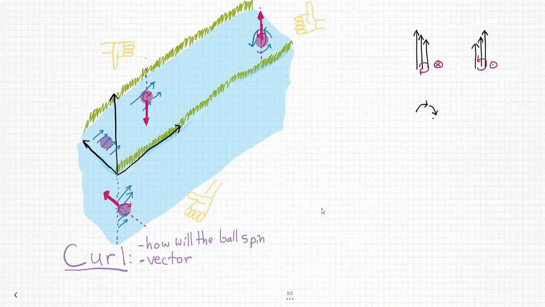If you have a clockwise eddy current, then the curl goes into the screen, and if you have a counterclockwise eddy current, then the curl goes out of the screen. Take a minute now and make sure that you're comfortable with this. If you need to, pause the video and use your right hand to find the direction of the curl in each of these situations. Now let's look at the math.